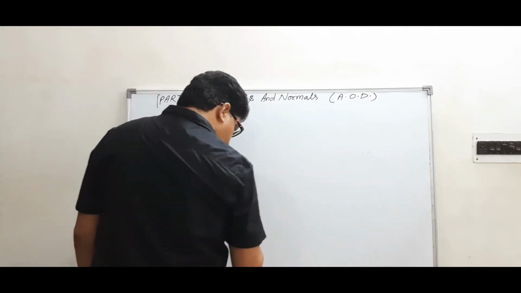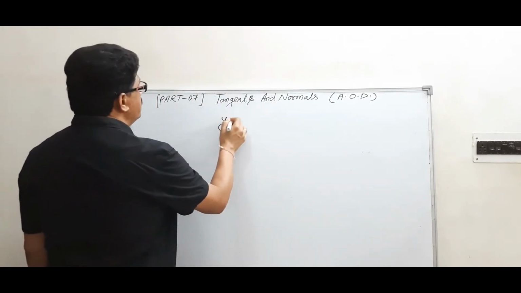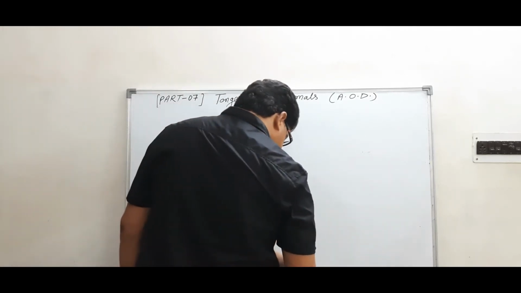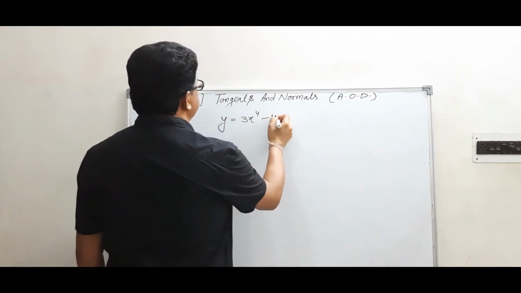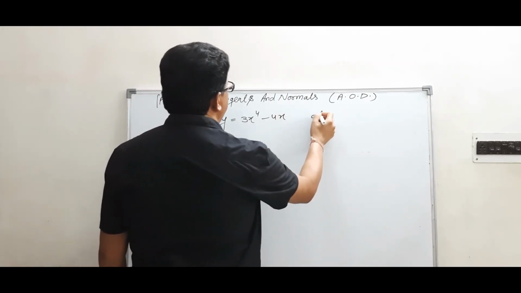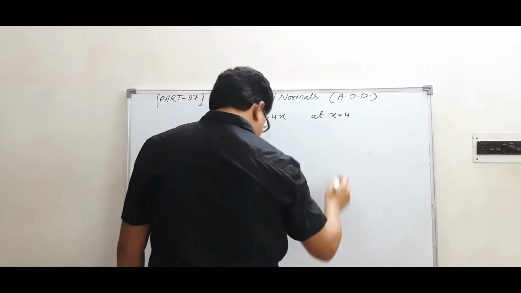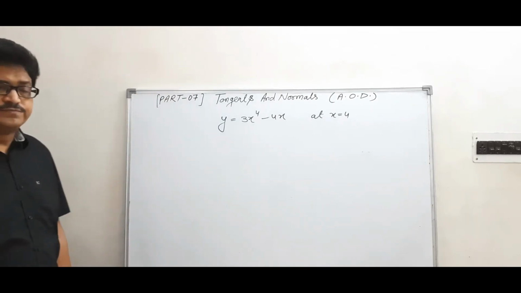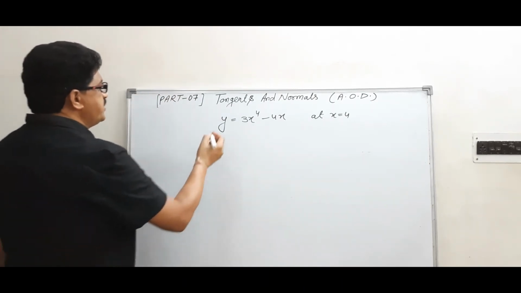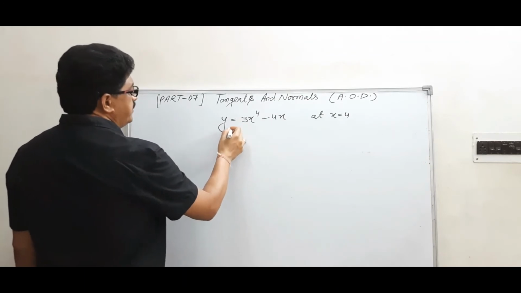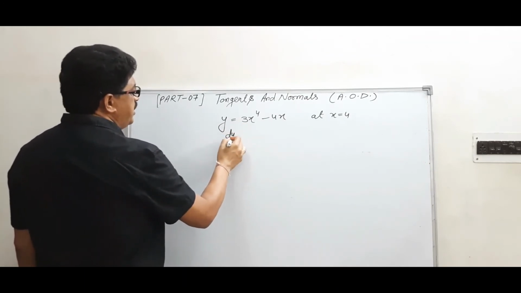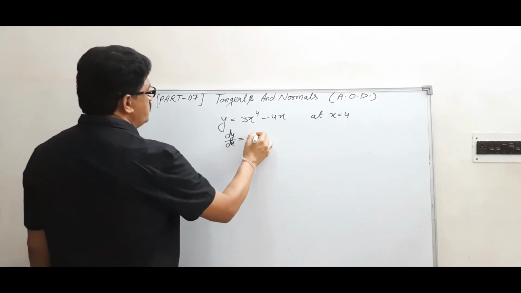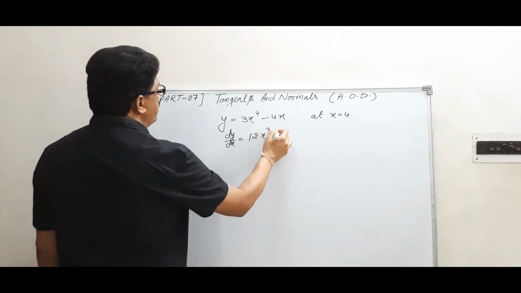first, if we have y equals 3x⁴ minus 4x, and we want to find out the slope of tangent and the slope of normal at x equals 4. Slope of tangent we can get by differentiating this. dy by dx is 12x cube minus 4.